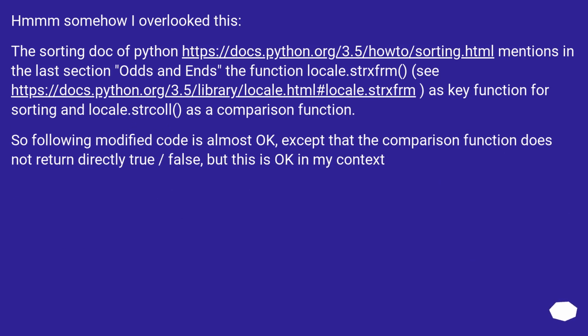Somehow I overlooked this. The sorting doc of Python, this URL, mentions in the last section, Odds and Ends, the function locale.strxfrm, see this URL, as a key function for sorting, and locale.strcoll as a comparison function. So the following modified code is almost okay, except that the comparison function does not return directly true or false, but this is okay in my context.